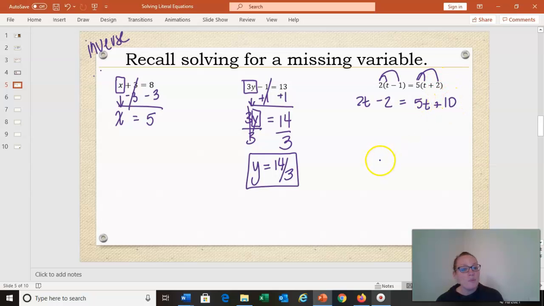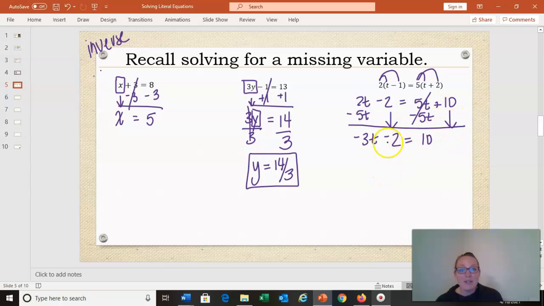There we go. So we want to be able to get all the t terms together and all the numbers together, right? We're going to combine like terms. So I'm going to bring this positive 5 over to the left by subtracting it and combine it with its buddy over there, the 2. So 2 minus 5 is negative 3. Bring down the negative 2 and bring down the 10.